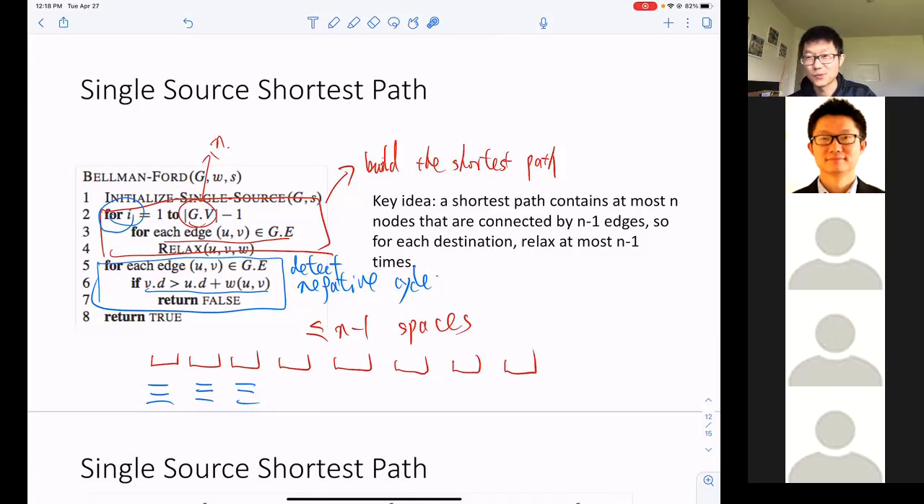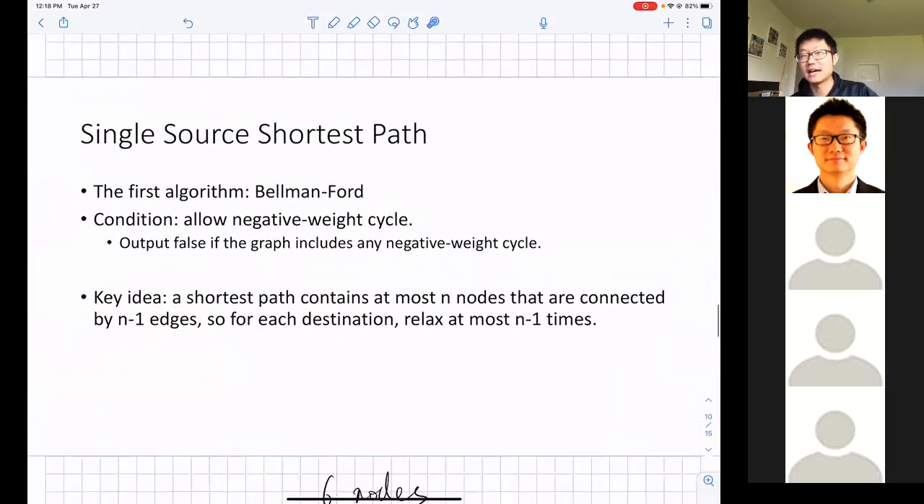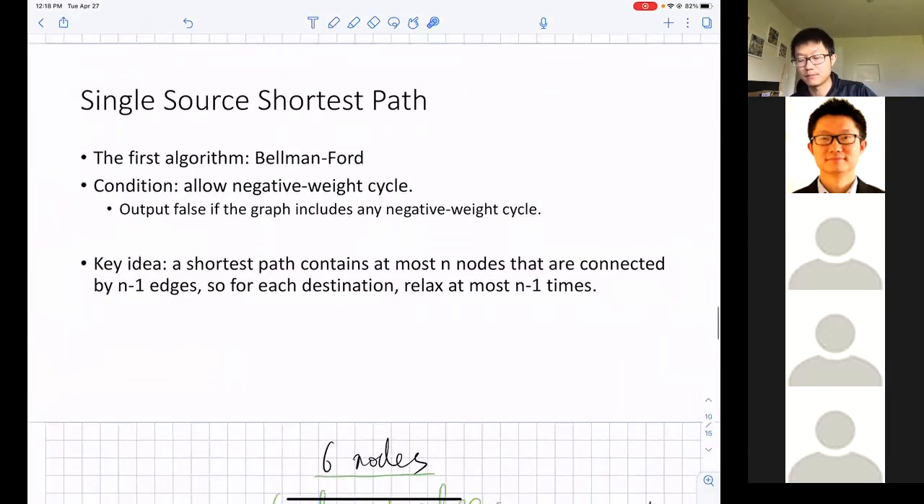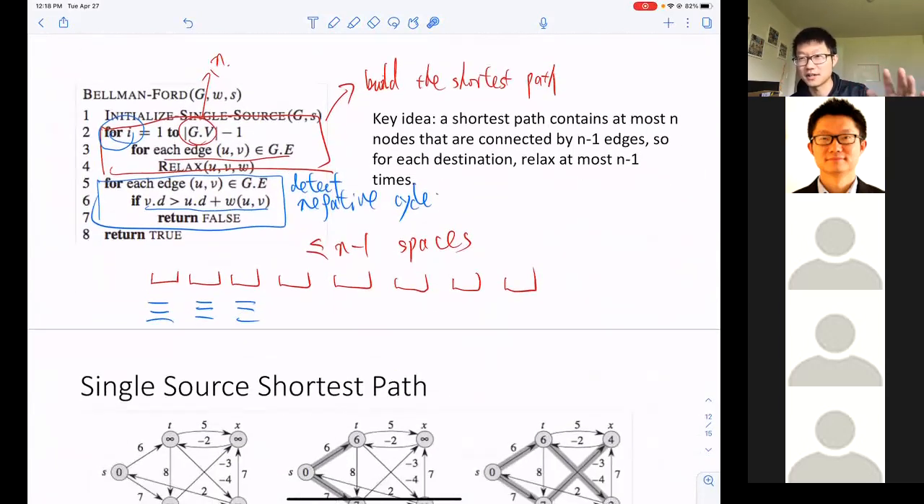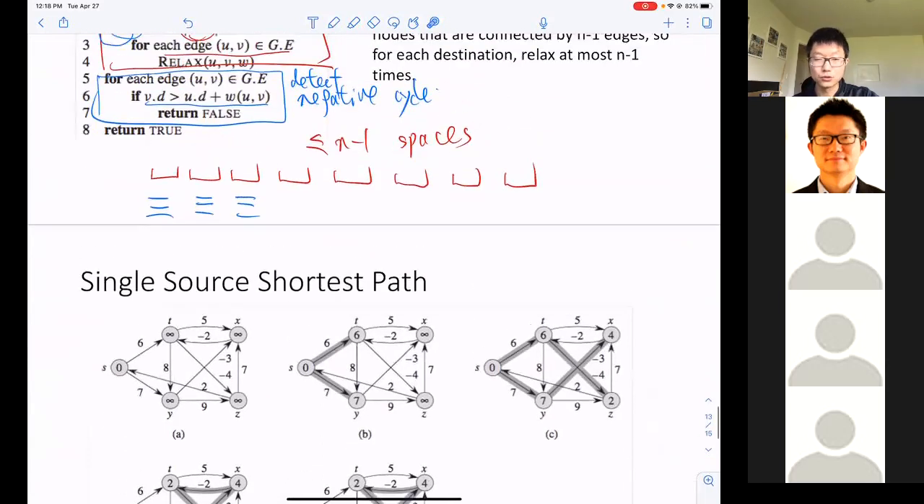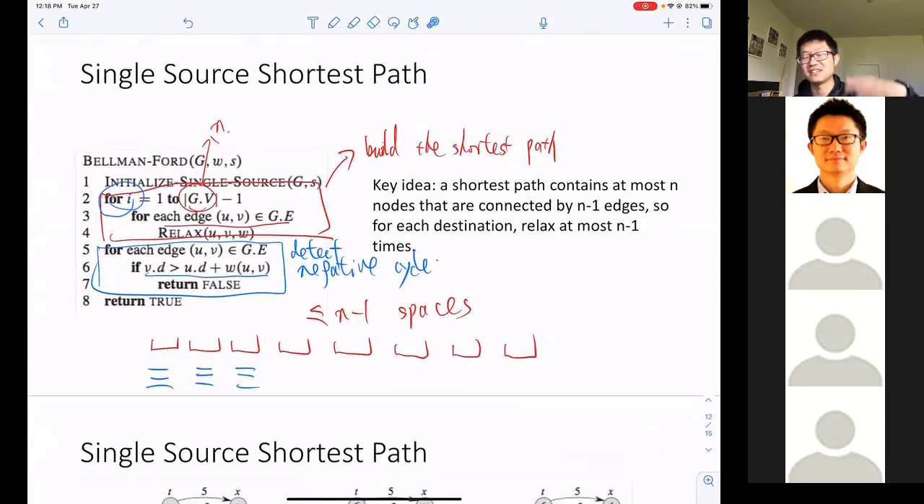Okay, so this is what we do in the Bellman-Ford algorithm. You just need to know the key idea of the Bellman-Ford algorithm, and go back home to implement that in your homework, and you will be able to understand it very well. I'm not going to use an example to show the detailed steps because there are just too many steps, and all of us will be lost.